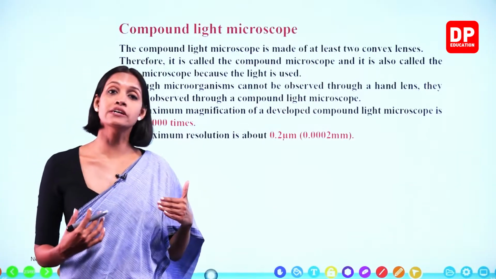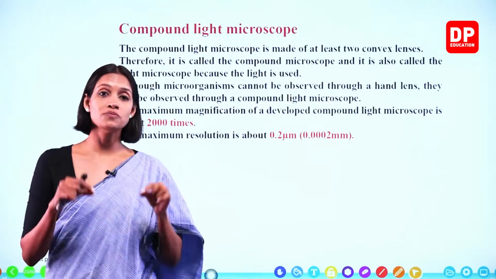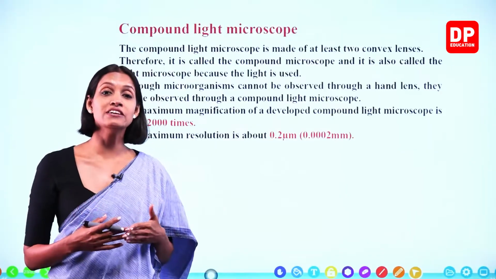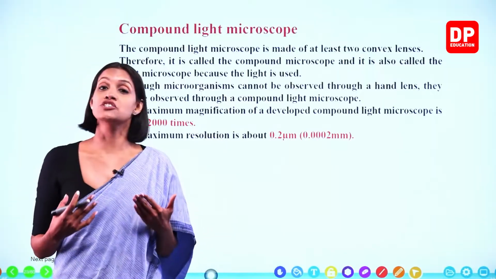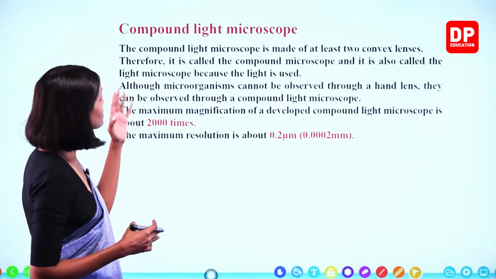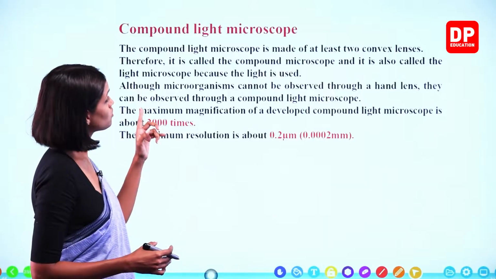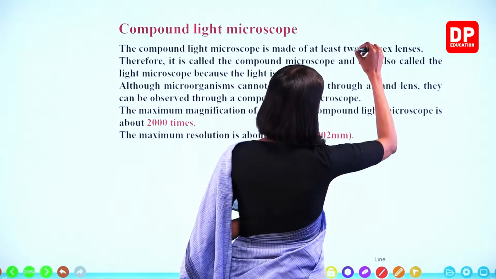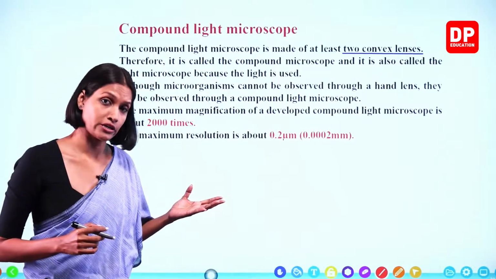Now, do you remember in the last activity, we used two hand lenses to observe or distinguish two dots. There you observed very clearly that when we use two hand lenses, we can get better magnification and better resolving power. So using that method, the compound light microscope is made. The compound light microscope is made of at least two convex lenses. Right? Two convex lenses. So why do we call it a compound microscope?